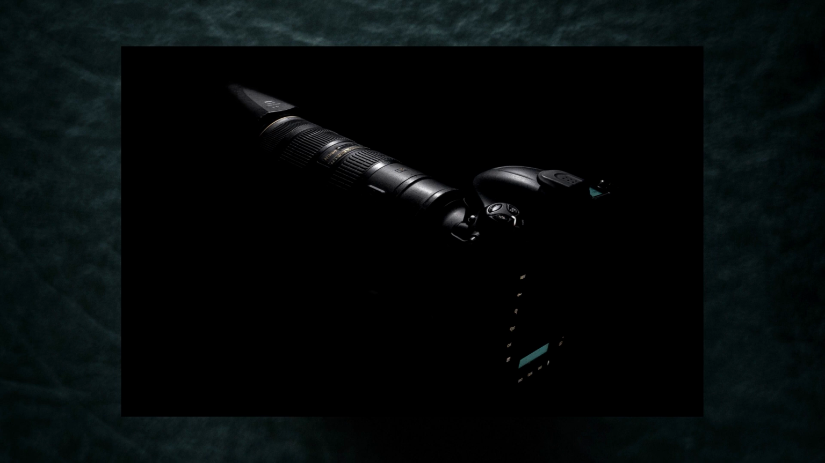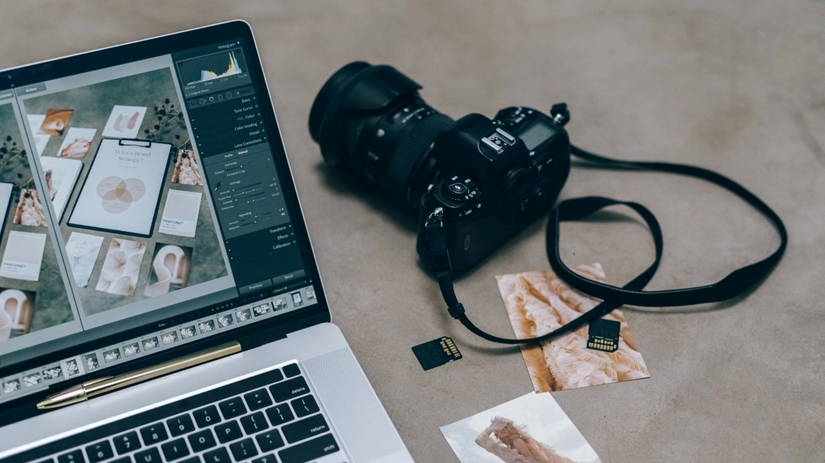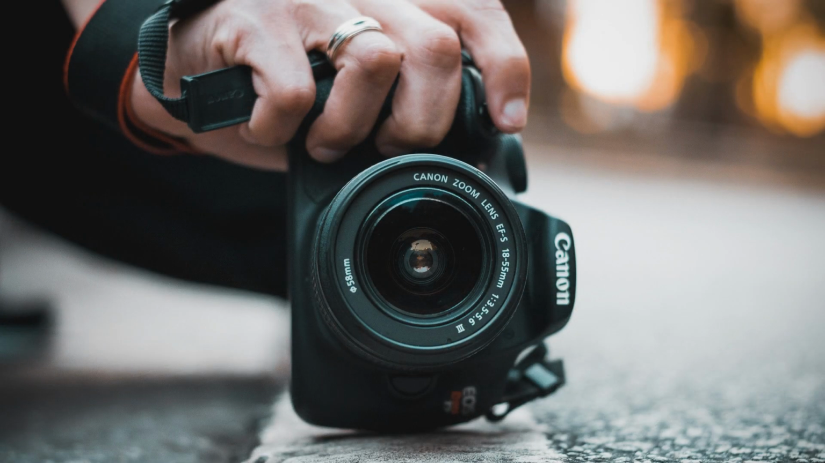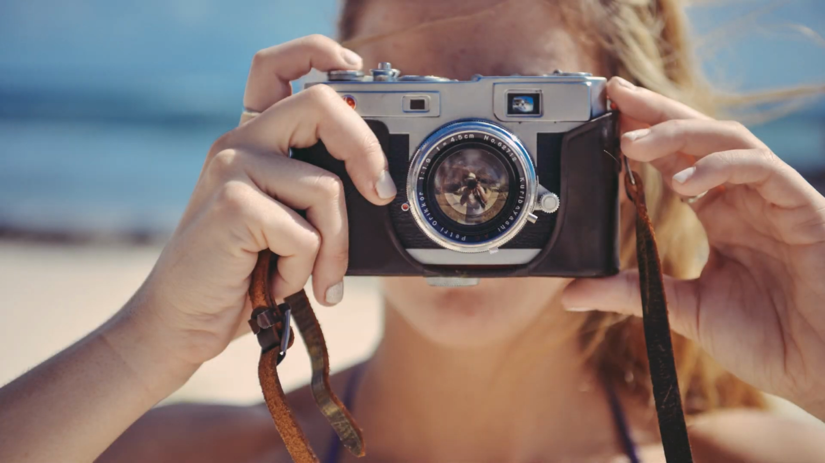By using the rule of thirds, you can make your photos more dynamic and interesting. Instead of placing your subject smack dab in the middle of the frame, try positioning it along one of the lines. This helps draw the viewer's eye into the photo and adds depth and movement.